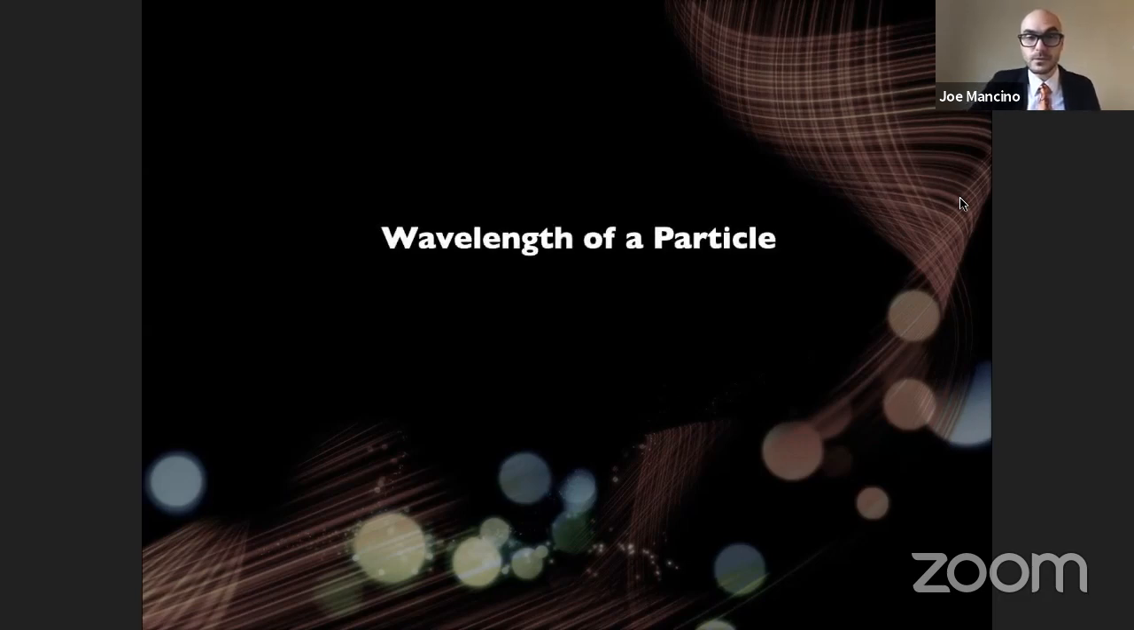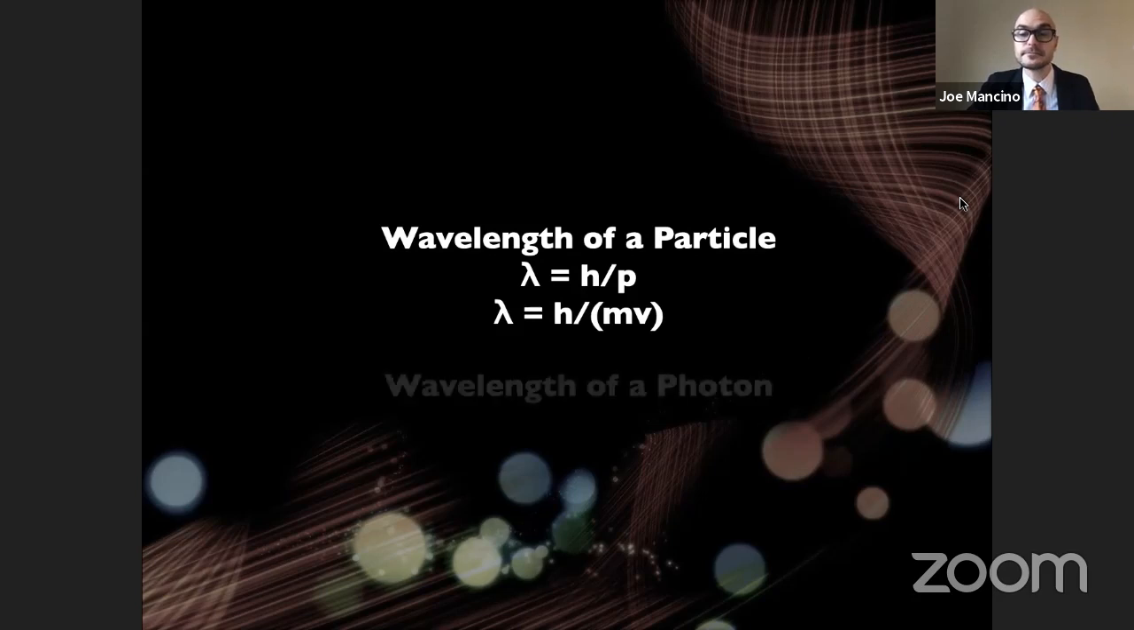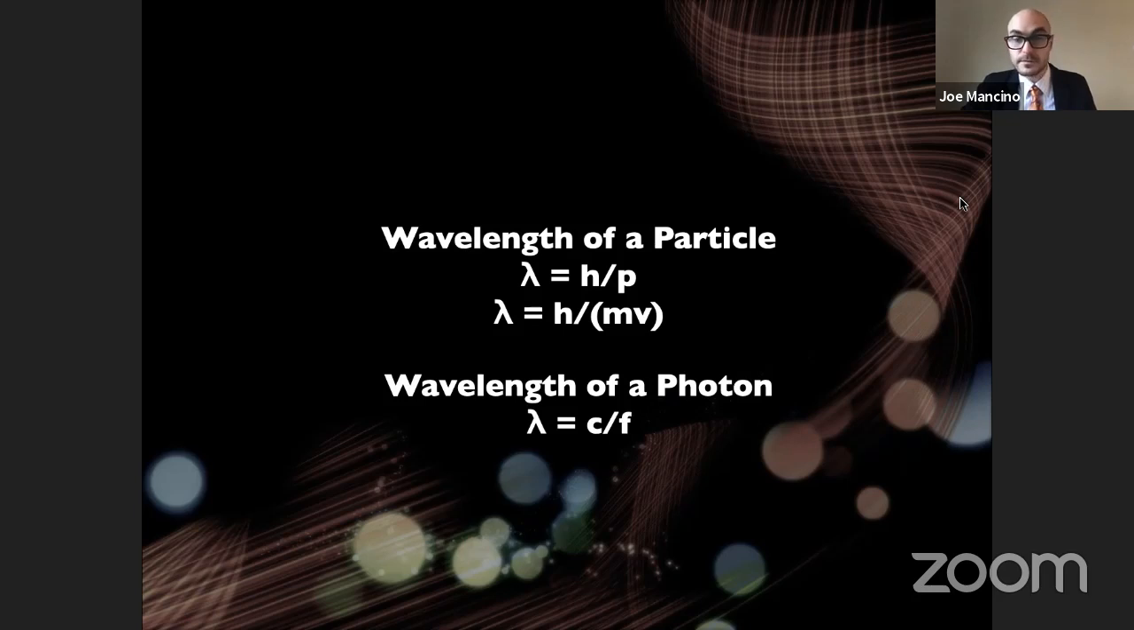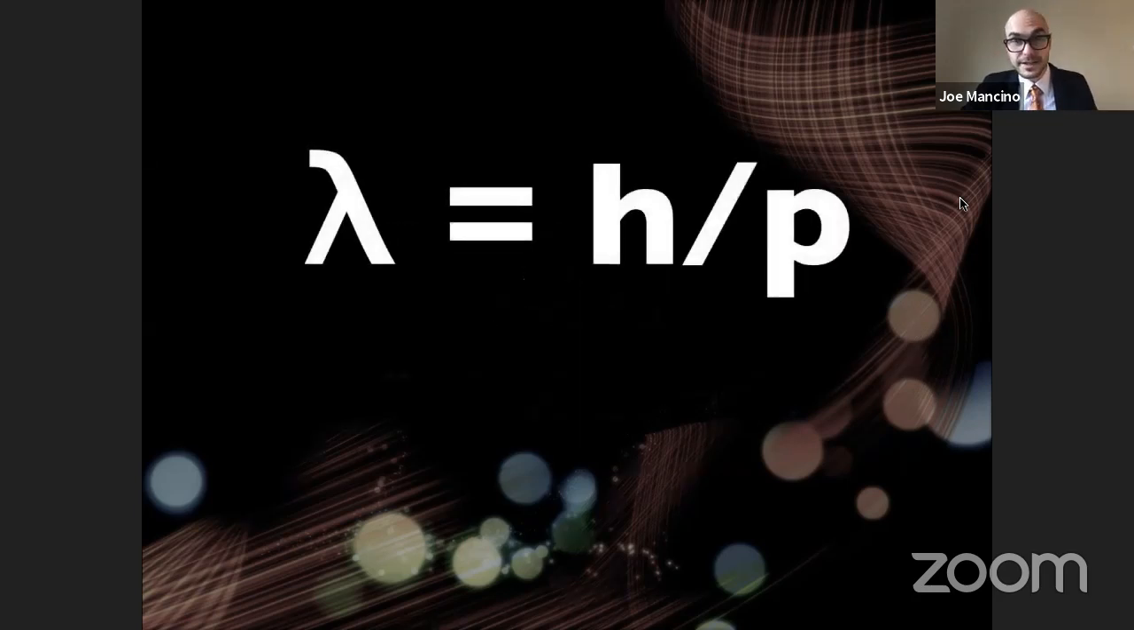Well, if photons can have momentum, particles can have a wavelength. The wavelength of a particle is Planck's constant divided by its momentum. Because if the momentum of a photon is Planck's constant divided by its wavelength, then the wavelength of a particle is Planck's constant divided by its momentum, where its momentum really is just its mass times velocity. Of course, the wavelength of a photon we're used to, that's the speed of light divided by its frequency. So wavelength is Planck's constant over momentum. It's called the de Broglie wavelength.